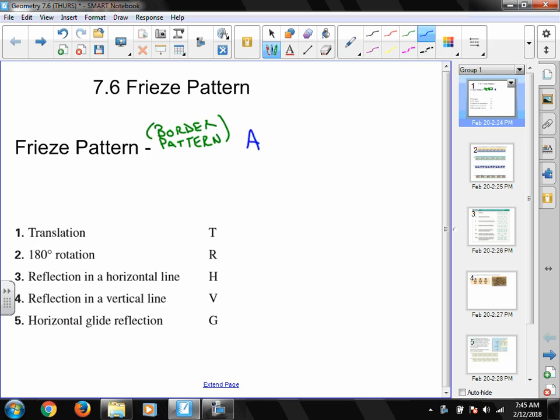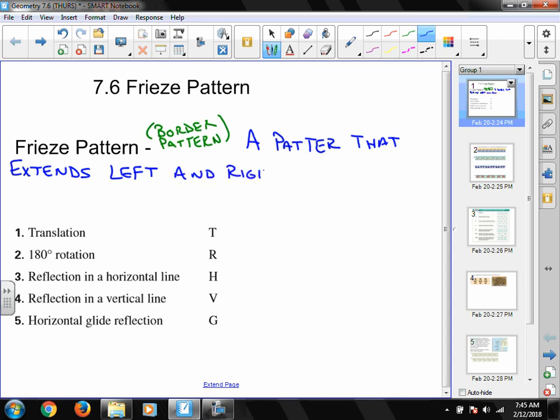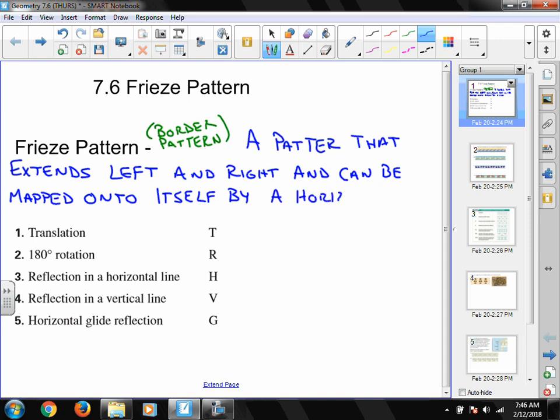This is a pattern that extends left and right and can be mapped onto itself by a horizontal translation.